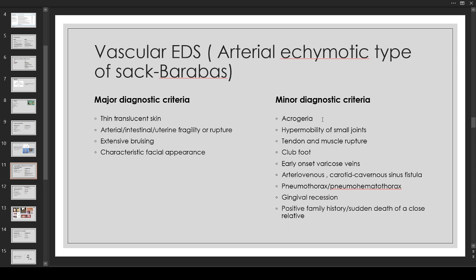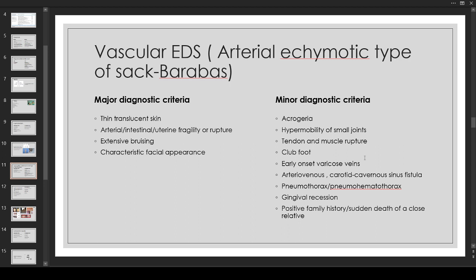It is due to the loss of extensibility from the collagen, and hypermobility of small joints, tendon or muscle rupture, clubfoot, and early onset of varicose veins. This is also a red flag for anyone that knows anything about varicose veins. The usual onset is from 40 to 60 if the patient has any. But in this case, in the early 20s, varicose veins appearing on the chest or the legs are going to be showing.